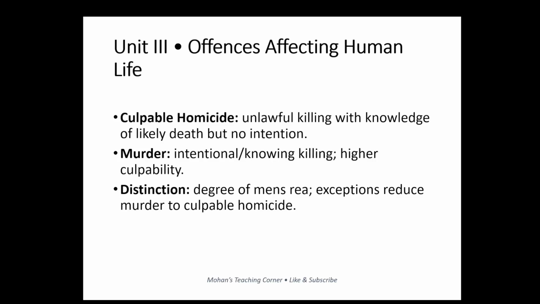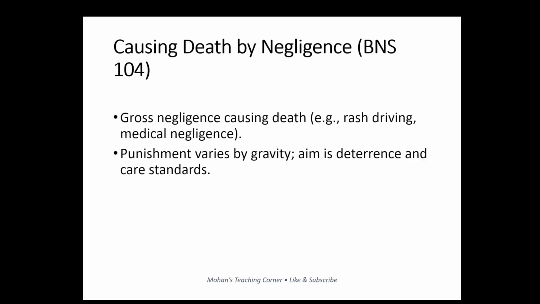Culpable homicide, which includes unlawful killing with knowledge of likely death but no intention. Murder is an intentional, knowing killing, higher culpability. Distinction: degree of mens rea; exceptions reduce murder to culpable homicide. So causing death by negligence, there is BNS 104, gross negligence causing death. Example: rash driving, medical negligence. Punishment varies by gravity.